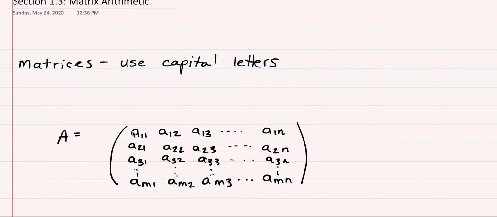When we label the entries inside the matrix, we're going to label them as lowercase a 1,1, 1,2, and so on. The first number corresponds to the row, and the second number corresponds to the column. So you can see all of these are in row 1, so I have a 1 here. And all of these are in column 1, so that's where this 1 comes in, the second number beside this a. So this is an M by N matrix.